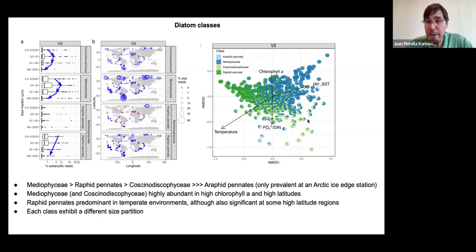And in terms of environmental drivers, Raphid pennates, here in dark green, are predominant in temperate environments, although they are also significant in some high latitude regions, as you can see from the maps, whereas Mediophyceae and, to a lesser extent, Coscinodiscophyceae were highly abundant in high chlorophyll and high latitudes. And then there was also a clear size partition between the different classes, with Mediophyceae very abundant in intermediate size fractions, to some extent also Coscinodiscophyceae, but Raphid pennates show a clear decrease in abundance towards larger size fractions.